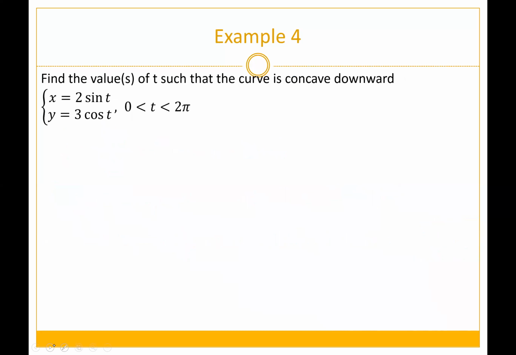Last one, find the values of t such that the curve is concave downward. Now you're given this parametric curve with t between 0 and 2 pi. So let's find d squared y over dx squared. So I define it as d over dt of dy over dx, divided by dx over dt.